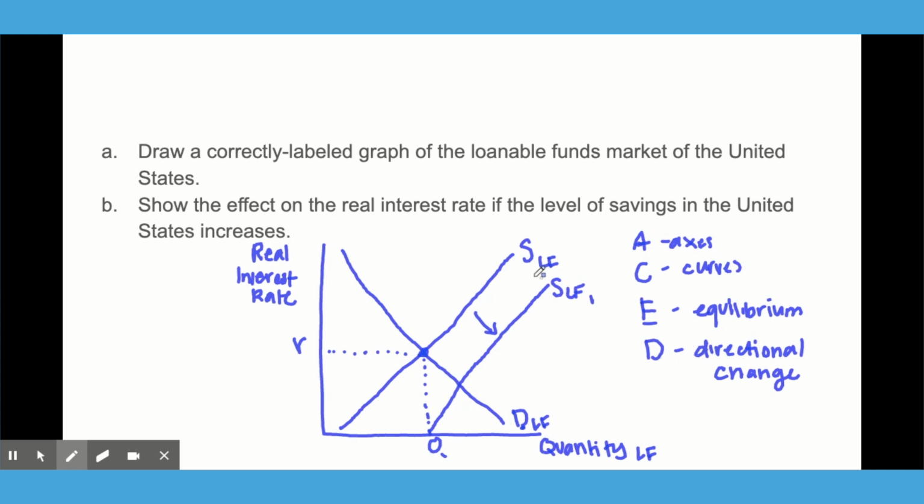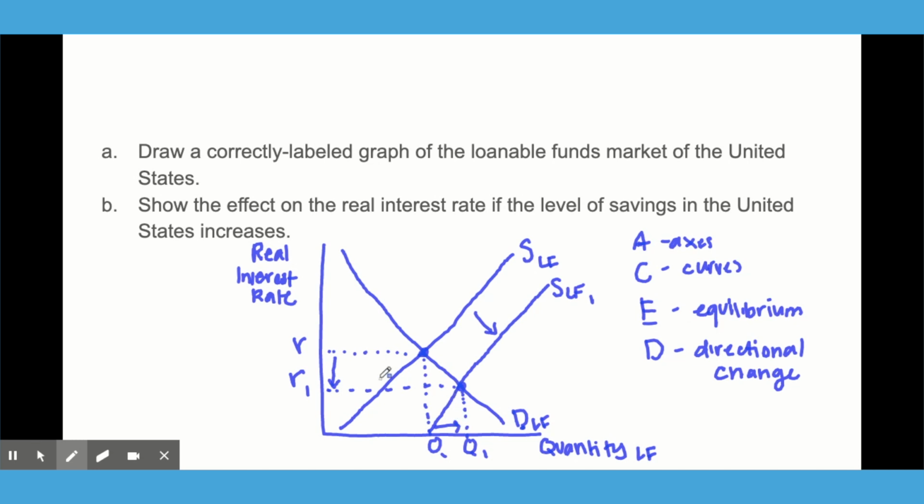I also need to show directional change on each axis. The question asks us to show the effect on the real interest rate. So the real interest rate will fall, but students have to show the directional change on the axis. So they can do this by marking the new equilibrium, intersection, dotted lines out to each axis, and then an R1 and a Q1. If students want to be really thorough, then they can draw arrows here on each axis.